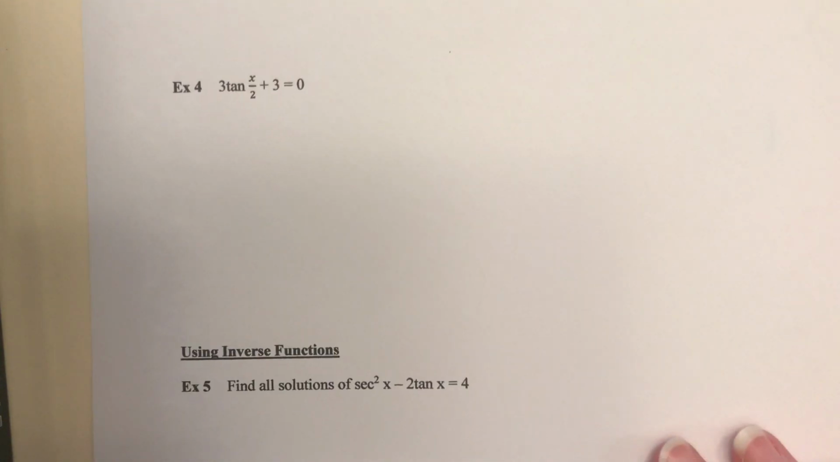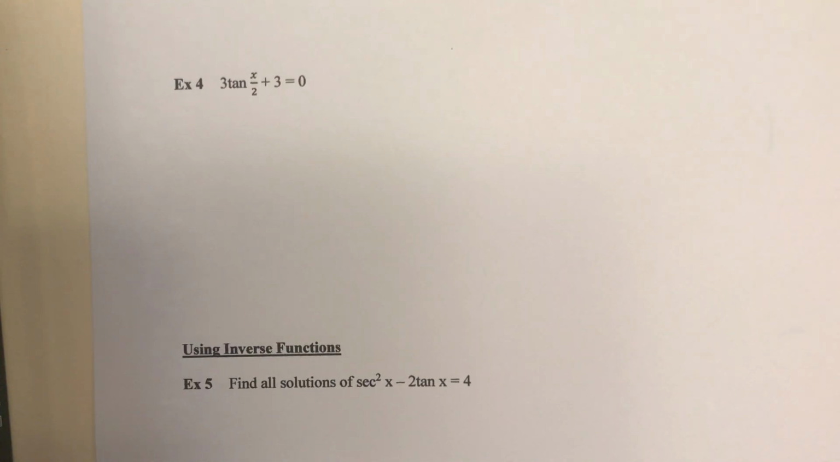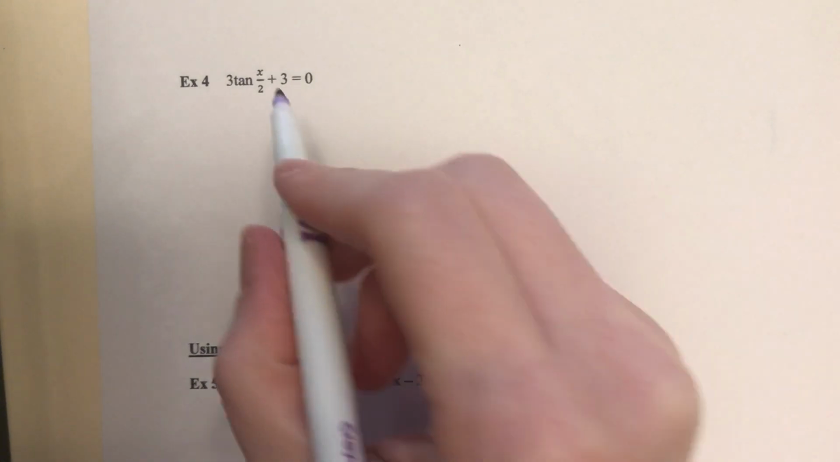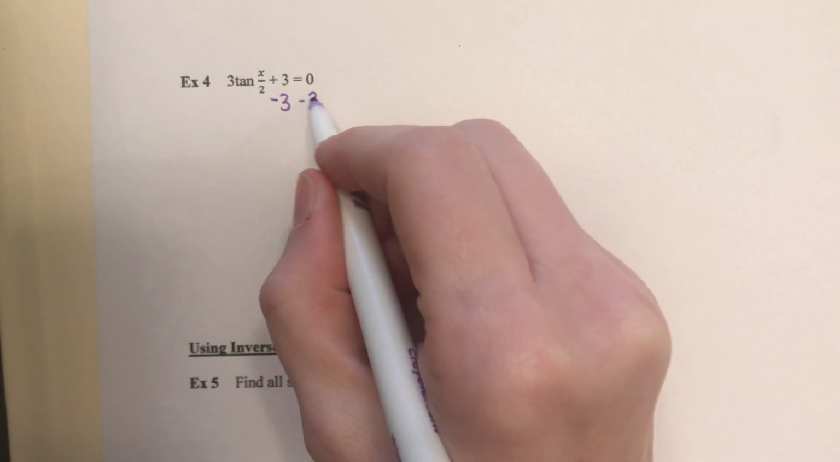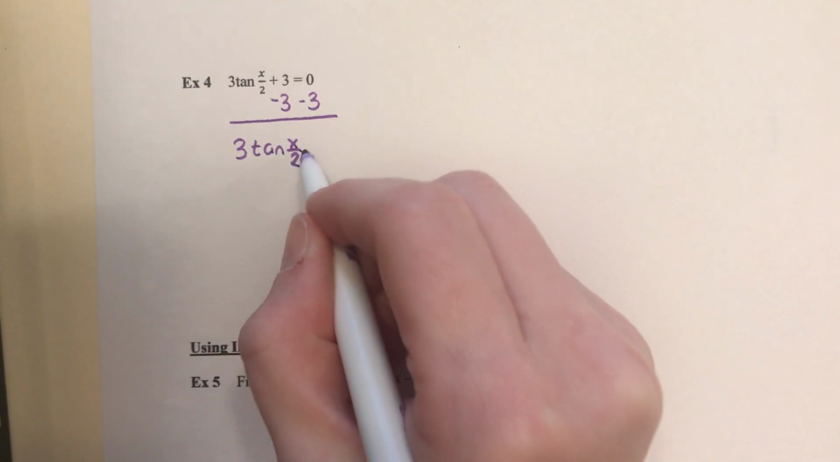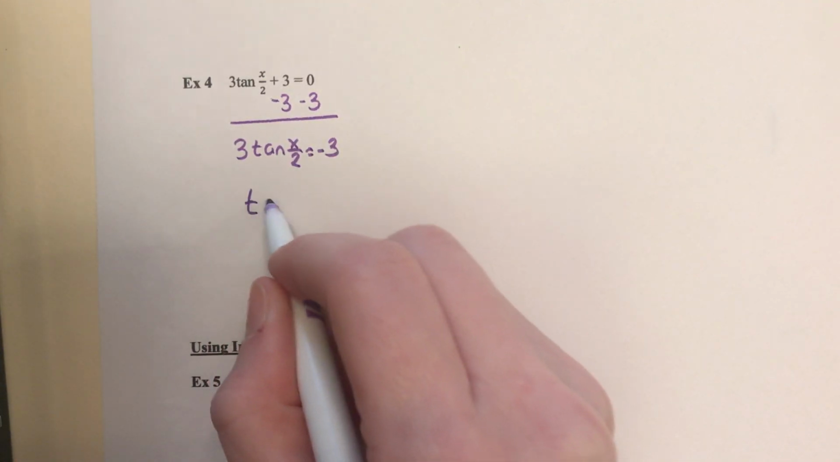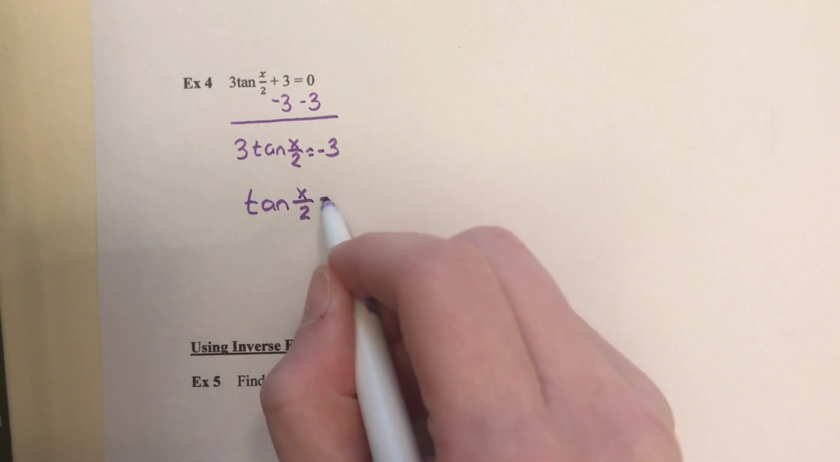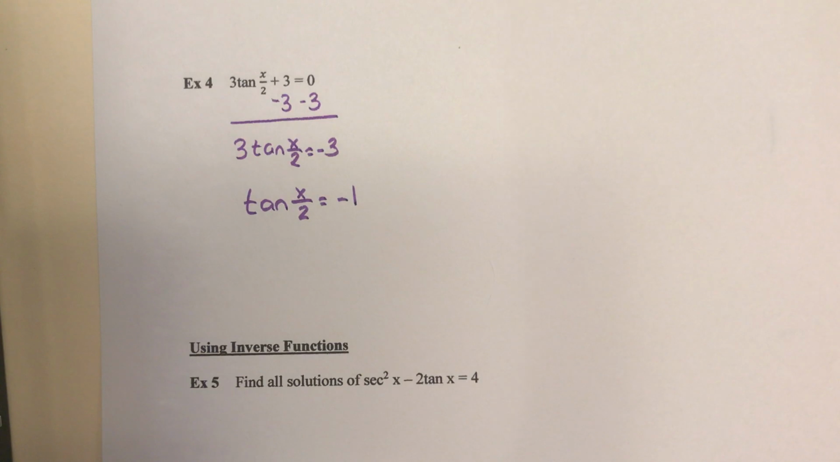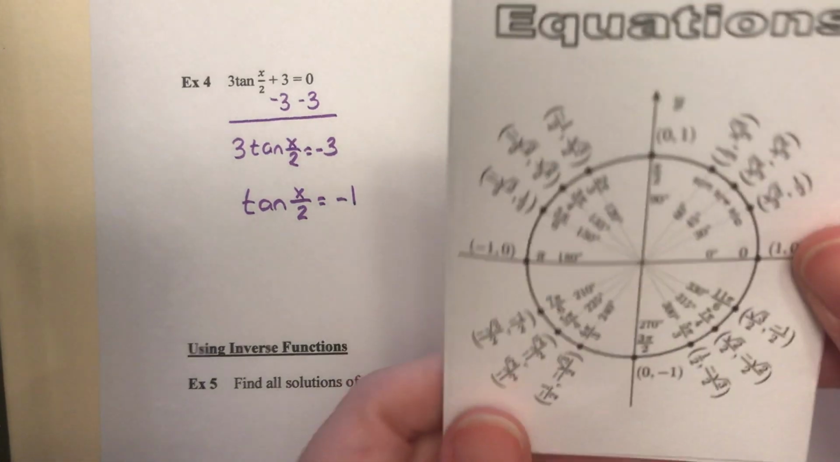Okay, so let's try number 4. Number 4, we have 3 tangent of x over 2 plus 3 equals 0. So I'm going to solve for tangent. I'm going to subtract 3 from both sides. And then divide by 3. Okay, so now I'm going to solve for tangent. So I want to know where tangent would equal -1.